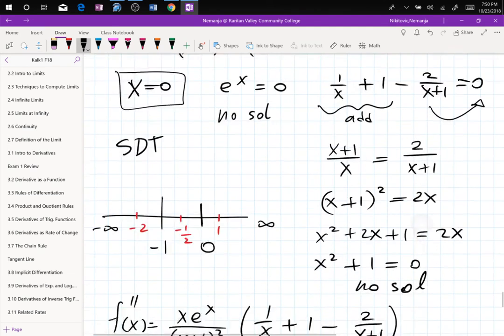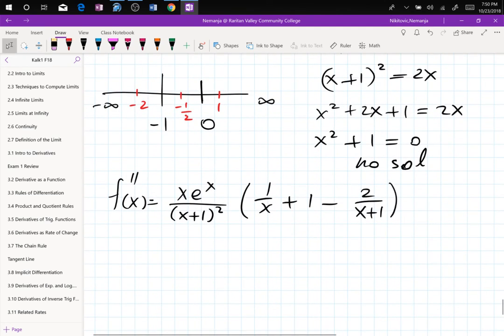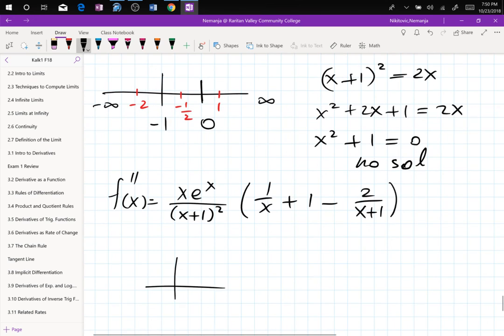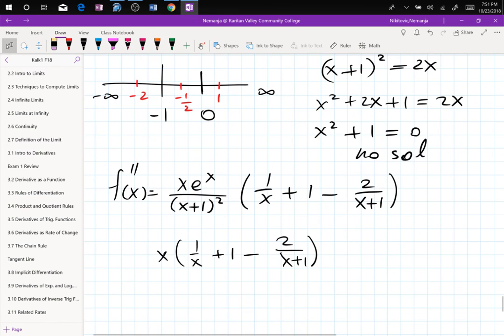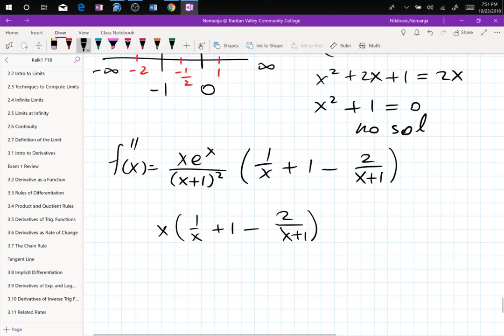That good? Yeah, fine. So now, what do we know? Please observe that e to the x is always positive, because the e to the x graph is always above the x-axis, so that's always positive. The denominator is also always positive because it's squared. We don't have to waste our energy computing those. So what I can focus on is just x times 1 over x plus 1 minus 2 over x plus 1. That's the only thing I need to focus on computing as I do my second derivative test, because this is going to give me some kind of a sign.